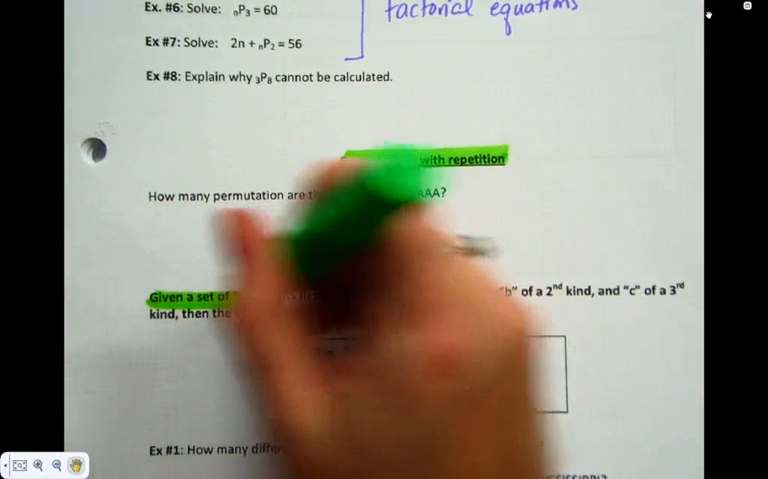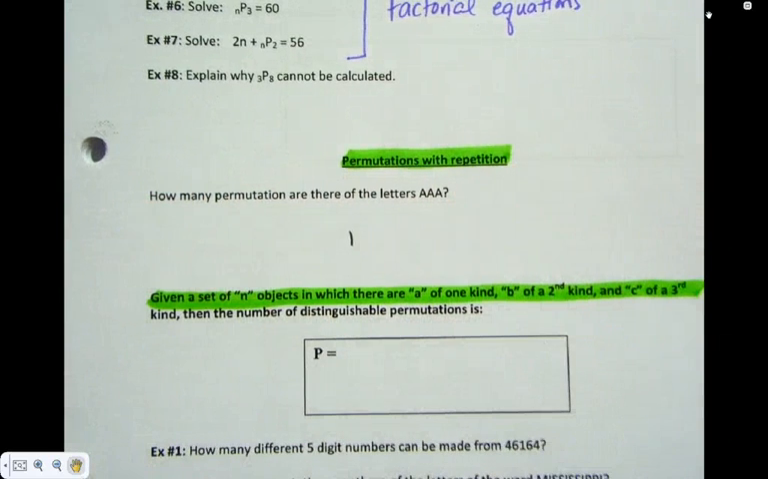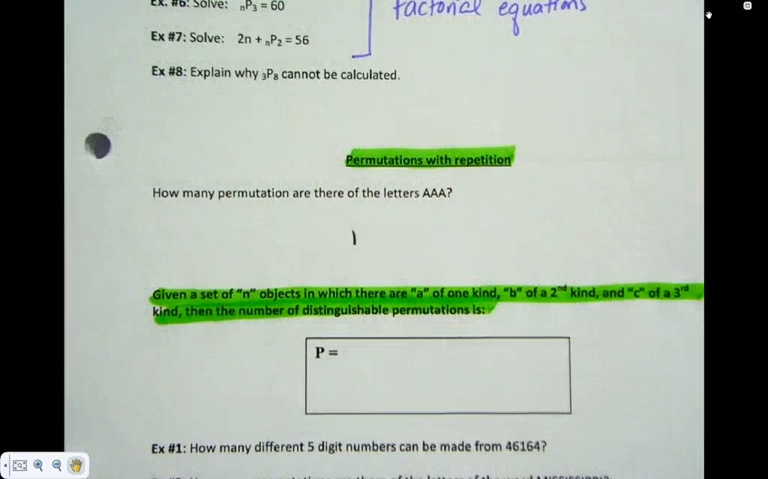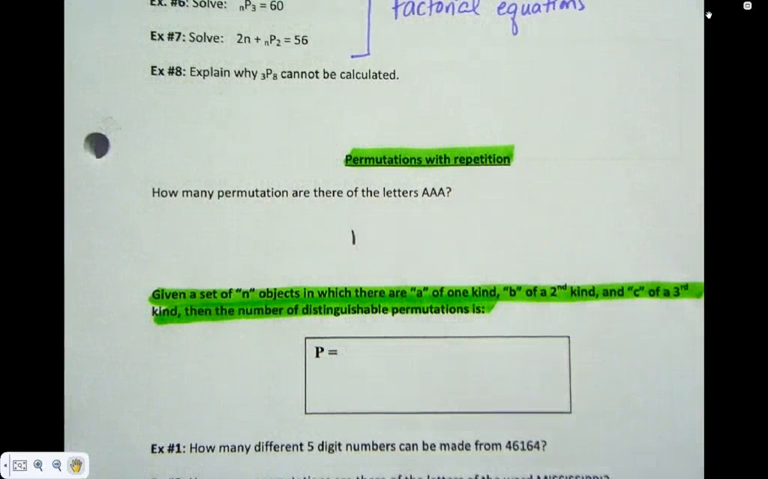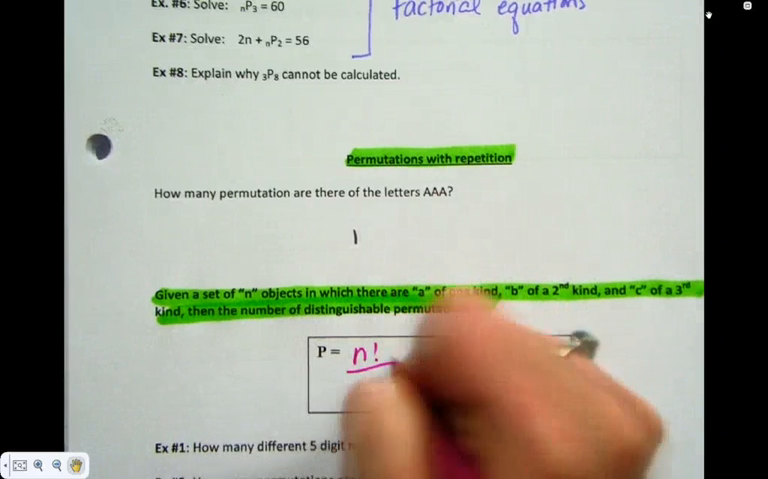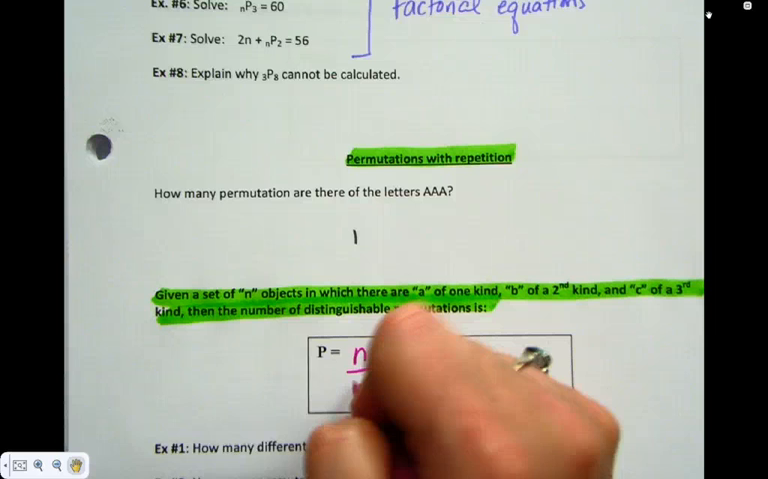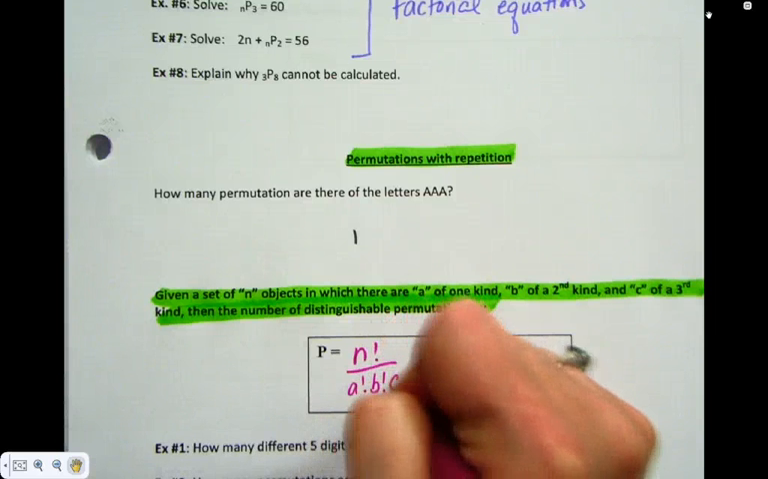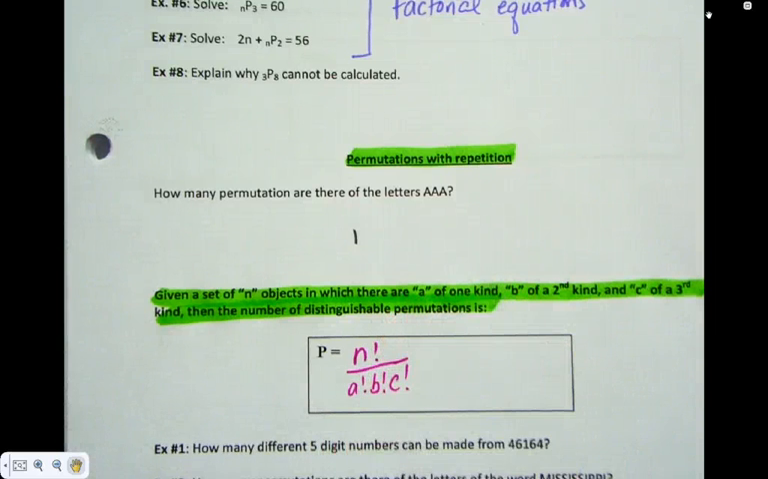Given a set of n objects in which there are A of one kind, B of a second kind, and C of a third kind, then the number of distinguishable permutations is n factorial divided by A factorial times B factorial times C factorial.